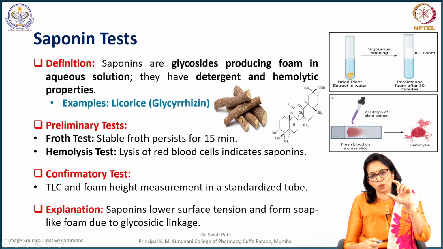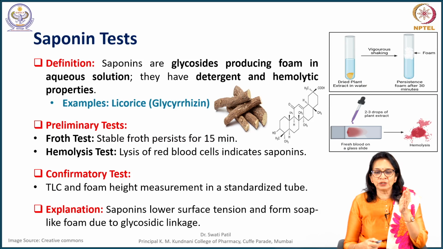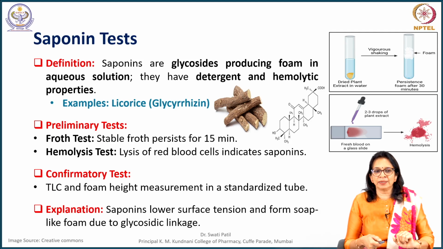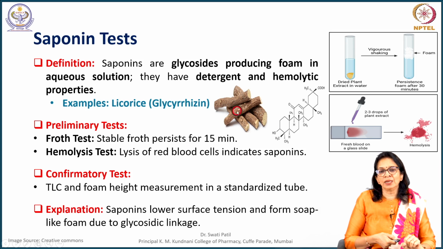test tube, adding water and shaking it vigorously. There is a persistent froth which remains in the test tube. This is like when you add a little soap powder to a test tube and shake it, we have white froth formation staying persistently for 1 minute. That is the froth test for saponins.